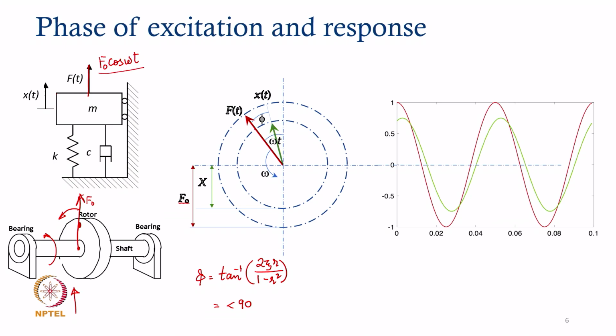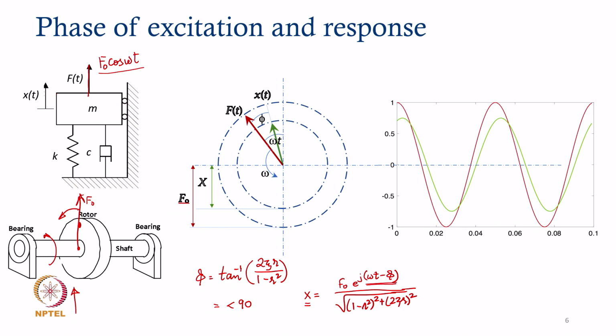Now, if I plot the response, which was given by capital X equals F naught e to the power j omega t minus phi over square root of (1 minus r square) whole square plus (2 zeta r) whole square, the x will have a value given by this, and it will have a phase given by phi. Now, what is the physical meaning of this phase angle is what is shown here.